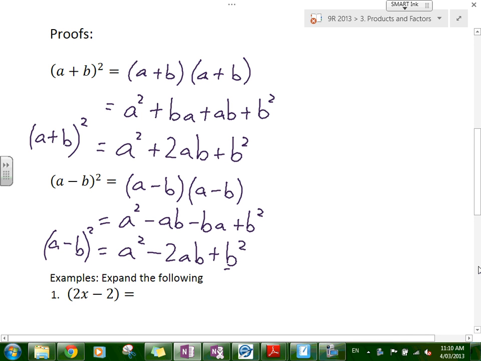Right, so if you have a look at this, reminding you again, you square the first one, you multiply the terms together, you double it, and then you square the second one. So you end up with 3 terms when you're expanding these perfect squares. So let's have a look.